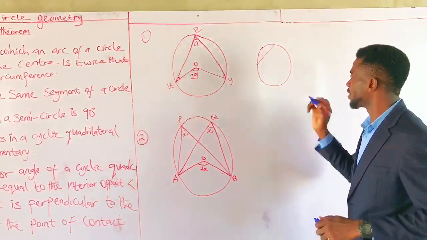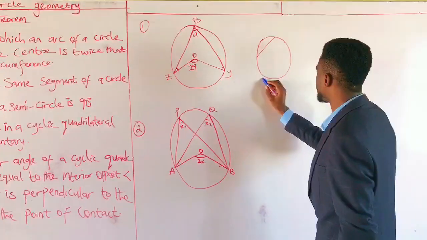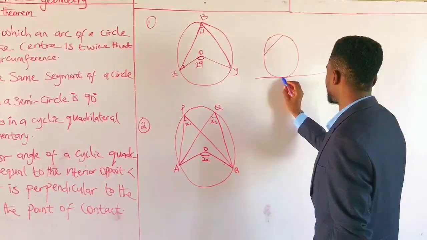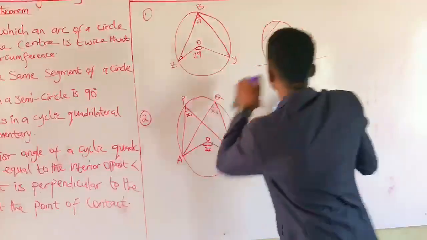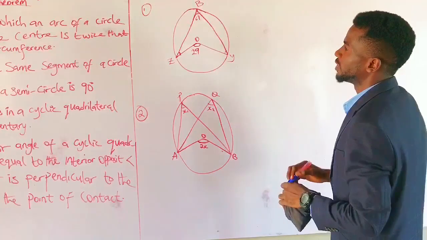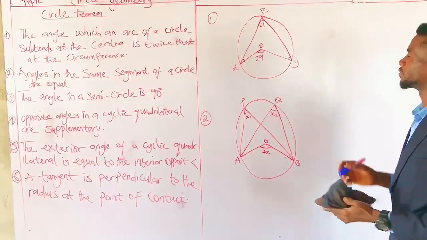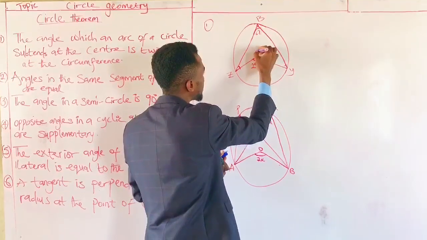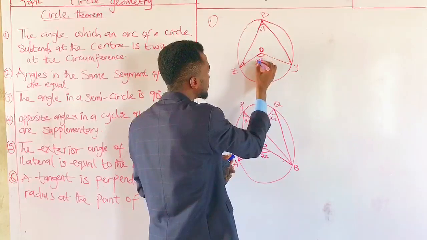Then the other one, I would like us to know, is tangent. When you hear the tangent of a cycle, it is just a line drawn around the cycle, something like this. Okay, this line can be called the tangent of the cycle. Alright. So now let's start with the first theory. The first theory says an angle which an arc of a cycle sustains at the center is twice that at the circumference. Okay, in this figure here, this place is regarded as our center O.